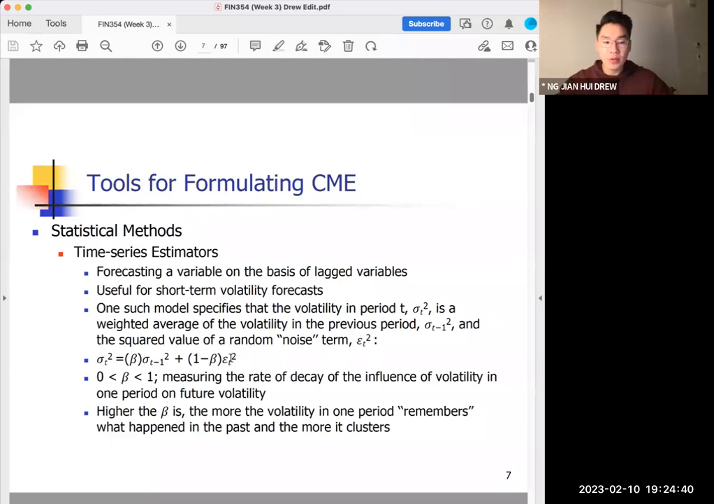For those who might be a bit rusty on regression, you don't really need to bother too much about the error term, because the error term will always be there. What we are actually focusing on is just this portion here.